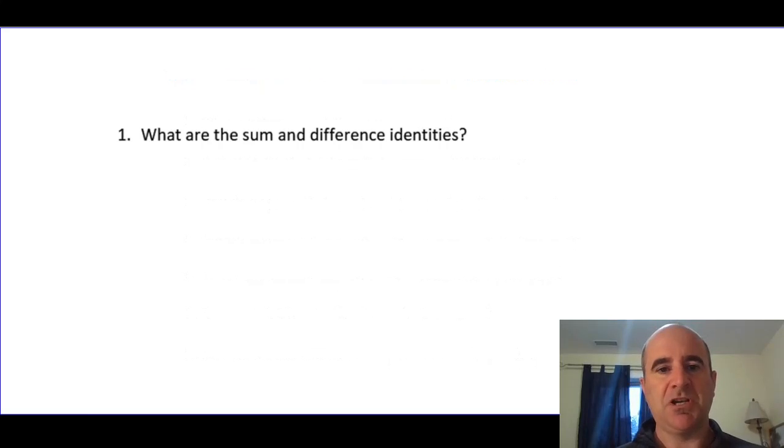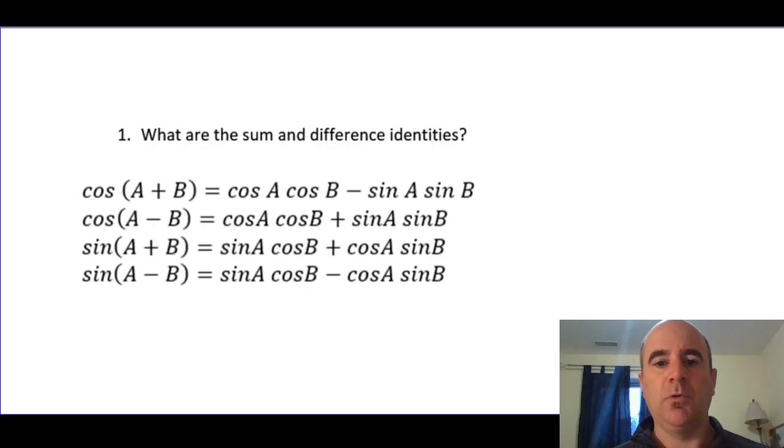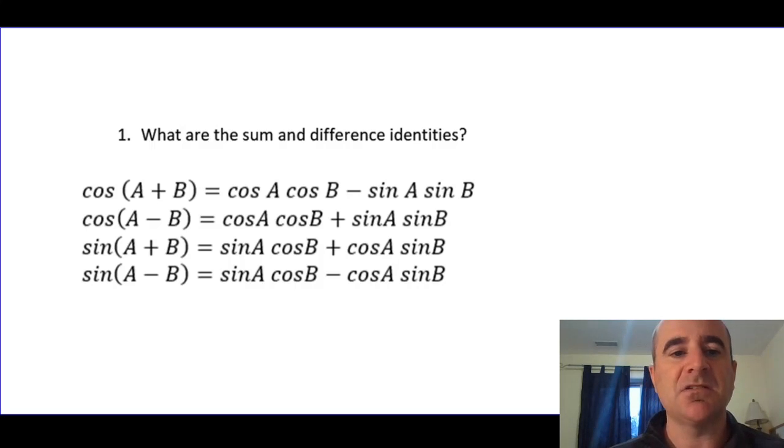So what do we mean when we talk about the sum and difference identities in trigonometry? Well, we basically mean these 4 formulas here. 2 of them are sum identities: the cosine of A plus B, and the sine of A plus B. And 2 of them are difference identities, the cosine of A minus B and the sine of A minus B. They basically provide you a way to calculate the cosine or the sine of either a difference or a sum of 2 angles using those 2 specific angles, A and B.